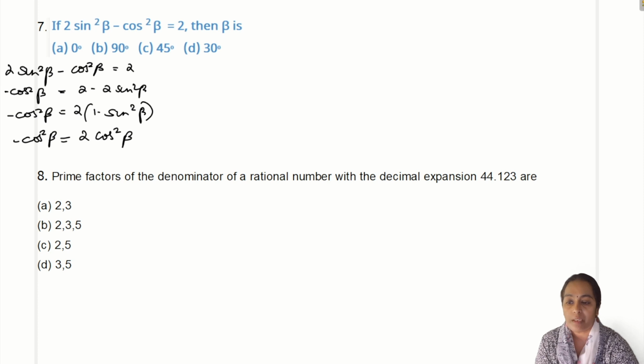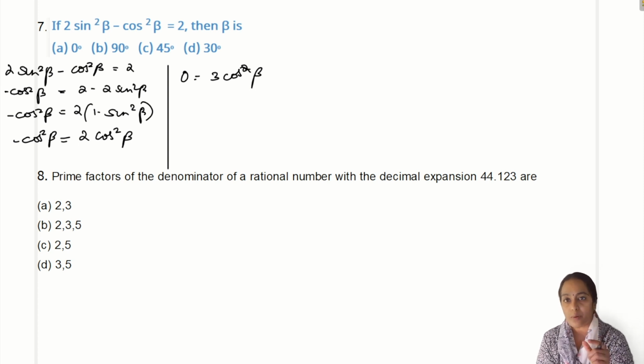So let me bring this minus cos square beta to the right hand side. So what do I have? So I will be having 0 equals 3 cos square beta. So 3 cos square beta equals 0. What is cos beta? Cos beta is also 0.